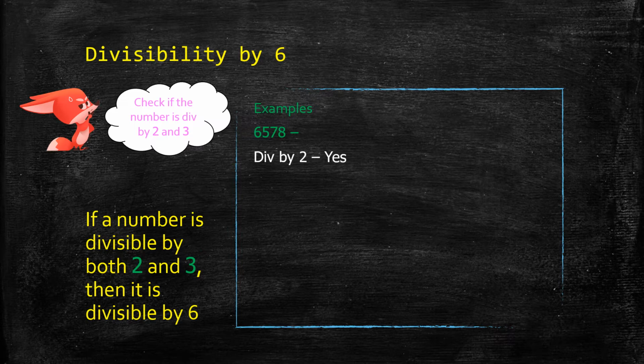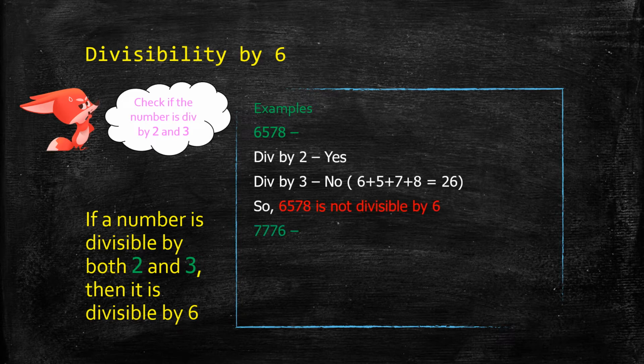So for divisibility rule of 3, what is it? Can you recollect? Yes, you should add the digits. If the sum is divisible by 3, then this number is divisible by 3. Shall we add the digits and find out? Yeah, the sum is 26, so it is not divisible by 3. So this number 6578 is not divisible by 6. Okay.